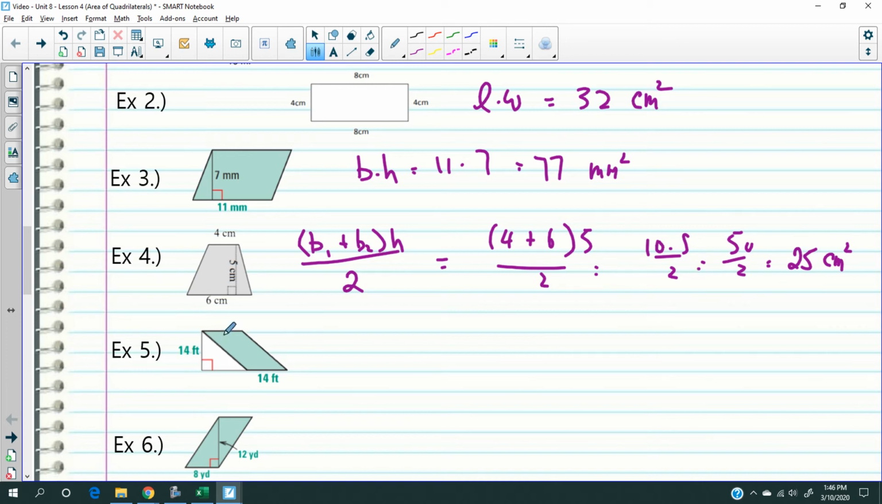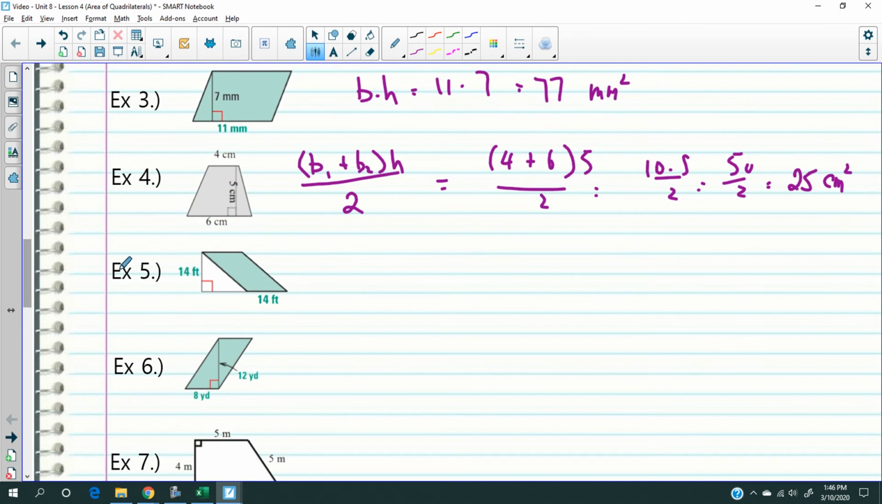Okay, now what kind of shape is this? Yeah, that's a parallelogram, right? So base times height. So base, height, right? Which coincidentally happens to be the same number. So base times height. Now let's see, what's base times height? 14 times 14, 196 square feet. All right. Again, another parallelogram. Base times height. Right? What's that? Yep, 96 yards squared.